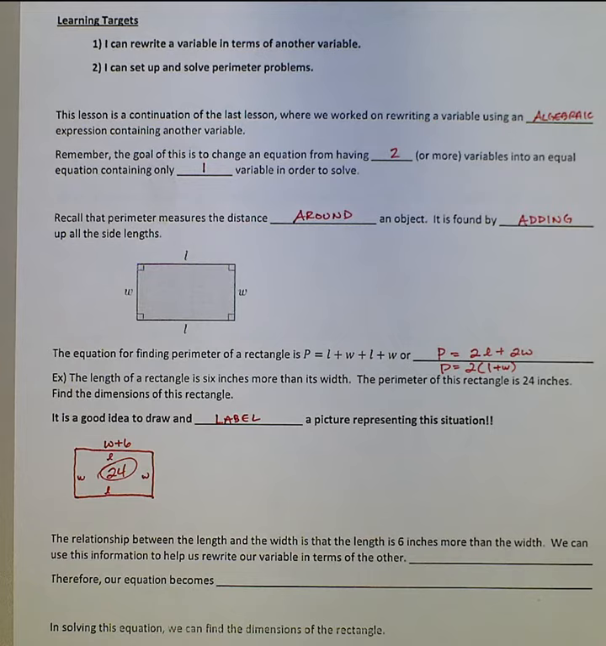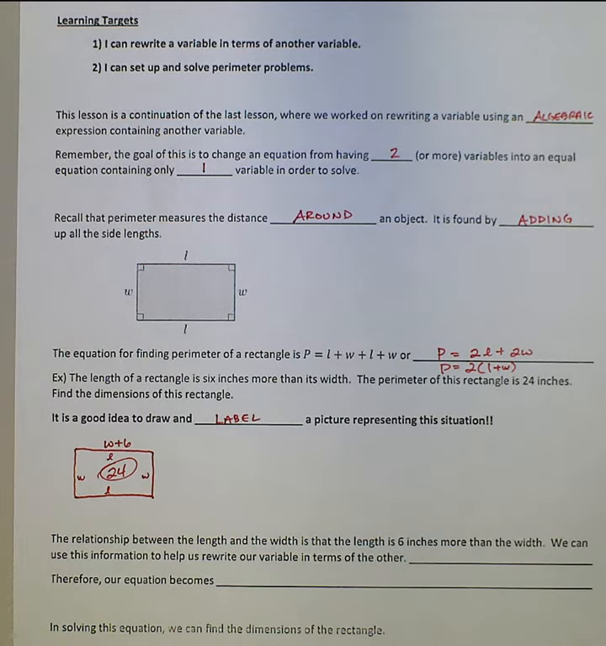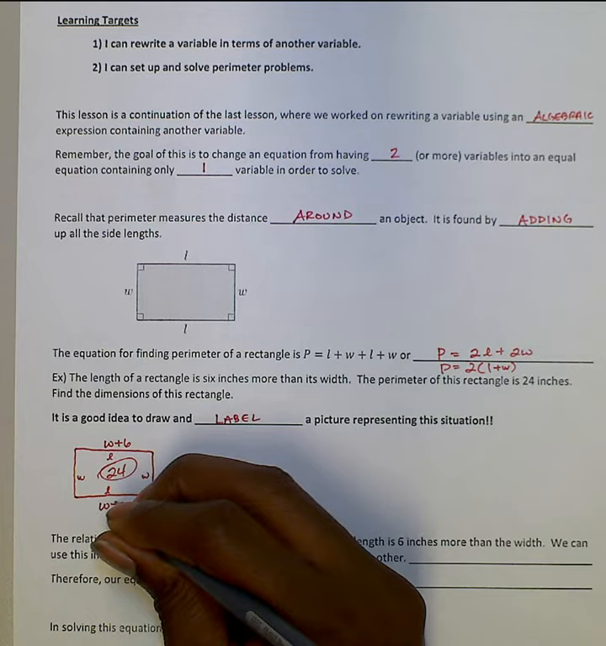The important part here that we have to remember, guys, the really key thing to this is defining your variables. If you truly define your variables, then you will be able to go through this and understand how to set it up pretty easily. The trick to this problem is they never talk about width, but they do. They only tell us that the length is 6 more than the width.